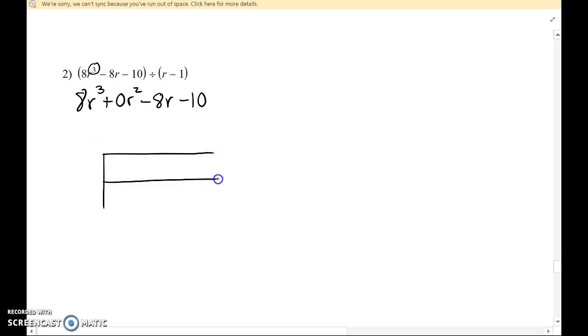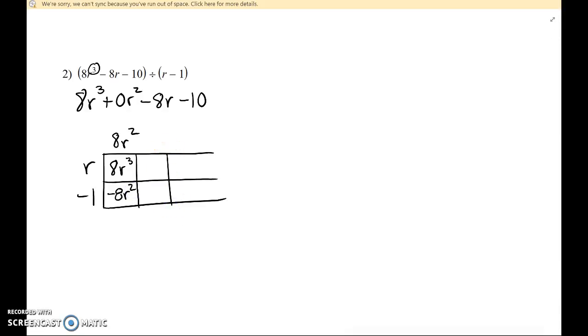All right, so we draw our area model, place our divisor, r minus negative 1, on the side, and then we're going to take our leading term, which is 8r cubed, and plug it in. Now, 8r cubed divided by r is 8r squared. And 8r squared times -1 gives us a -8r squared.